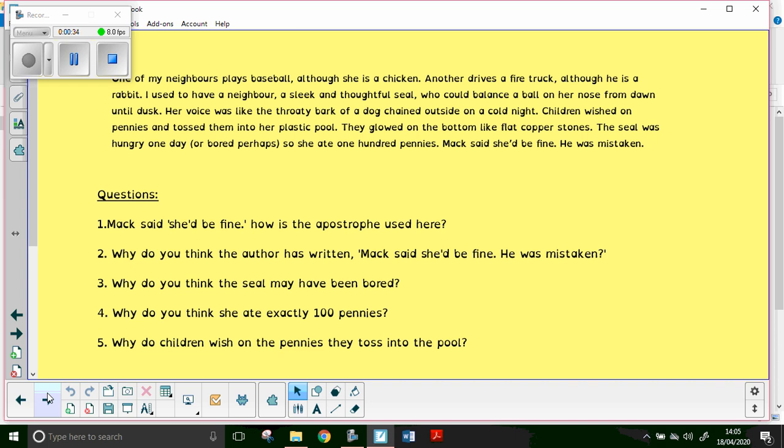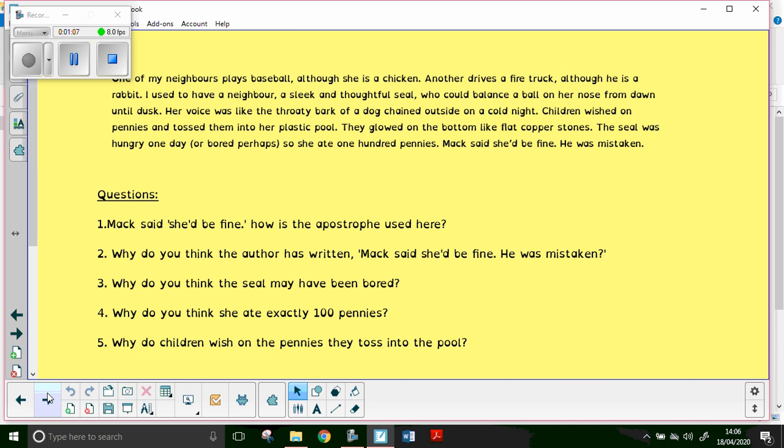And even after that, you might even think about your own questions, what you would like to find out from the text. So let's have a look at the questions that I have written for you today. So the first question, it's not exactly in order of the text, because the answer to this is further down towards the bottom of the text. And I've put here, it's a punctuation one, and it says, Max said she'd be fine. So I've written there, how is the apostrophe used here? How is that apostrophe used?